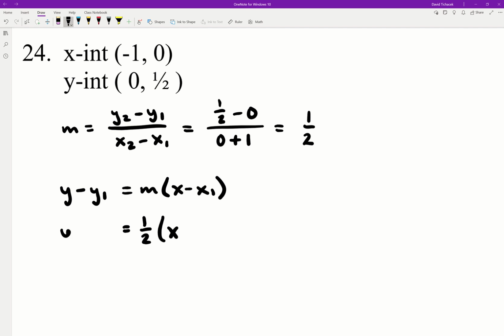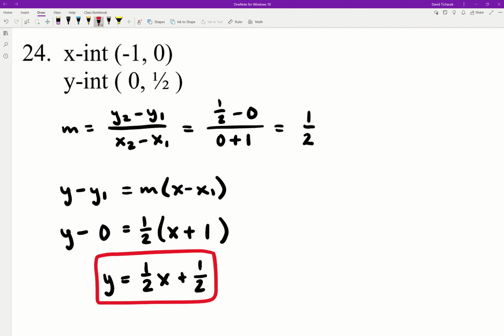Again, it's up to you which point you want to work with from up above. I would probably pick the one that makes your life easiest, so probably not the one with the fraction in it. I'm going to pick the other one, the x-intercept. So that's going to be x minus negative 1, or in other words, x plus 1, and then y minus 0. The y minus 0 on the left-hand side is just y, distributive property with that 1/2 on the right-hand side, and we get this final result right here: y is equal to 1/2 x plus 1/2.